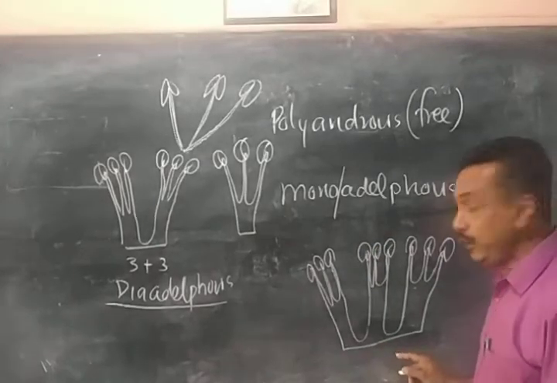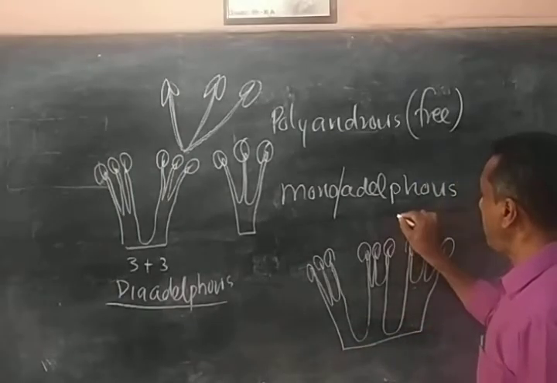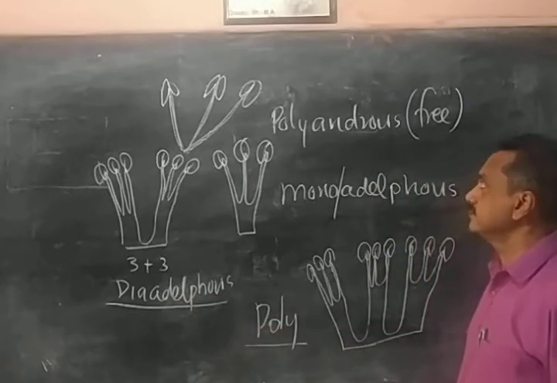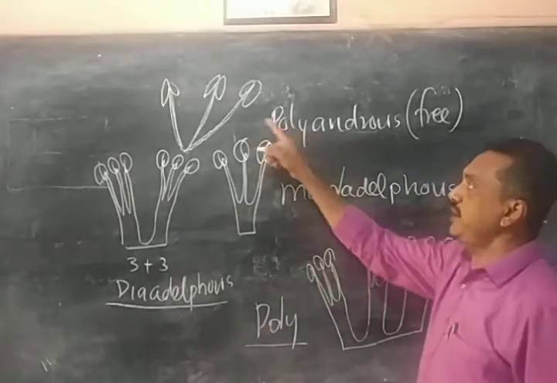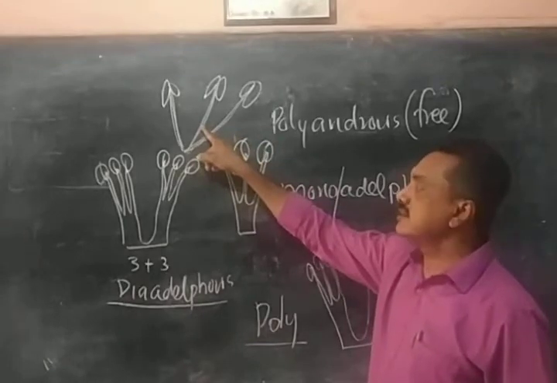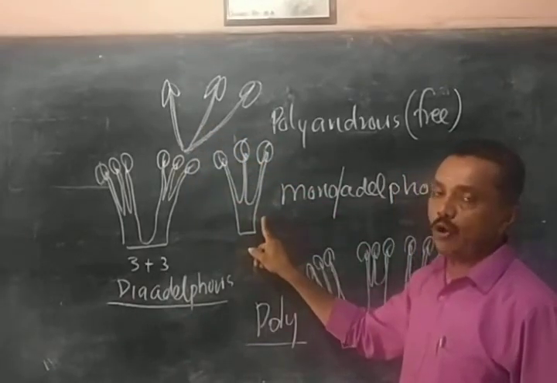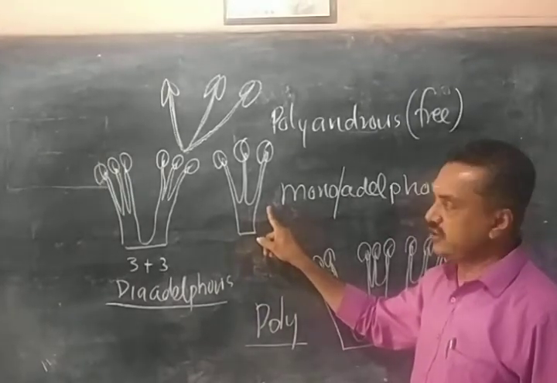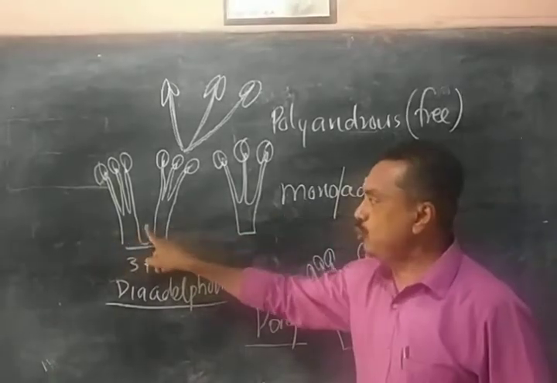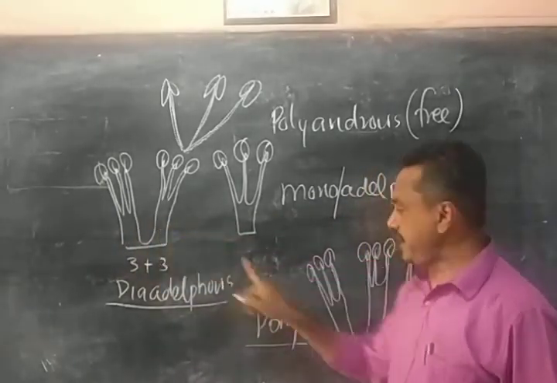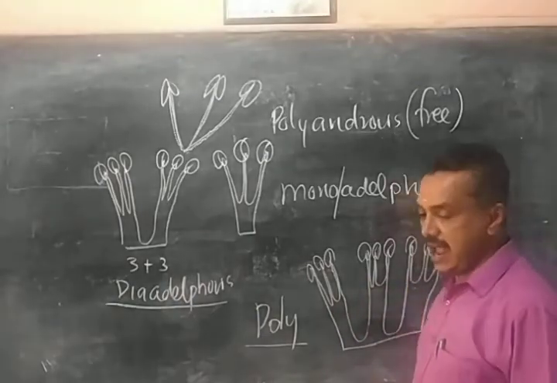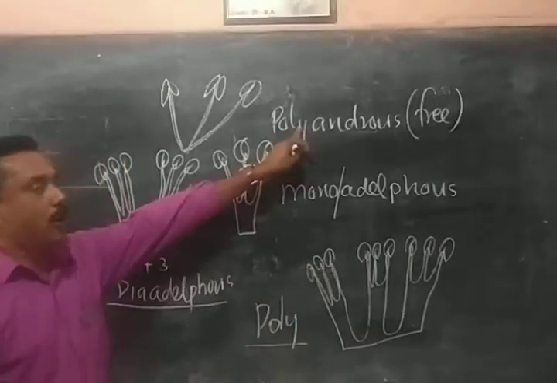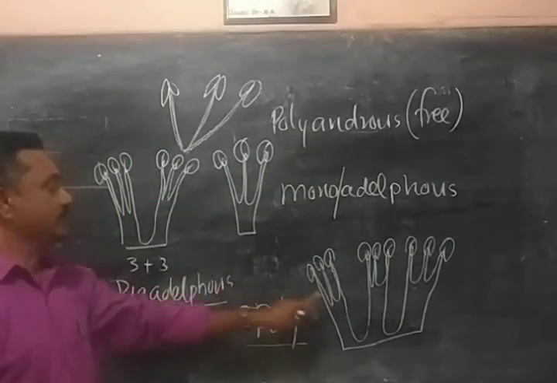If stamens are joined in numerous groups, it is called polydelphous condition. If they are free, not joined, it is called polyandrous. Joined into one group, not just 3, sometimes 10 or 15 or 5, like that, one group is monoadelphous condition, two groups diadelphous condition, numerous groups polyadelphous condition. Stamens may be joined or free: polyandrous, monoadelphous, diadelphous, polyadelphous.